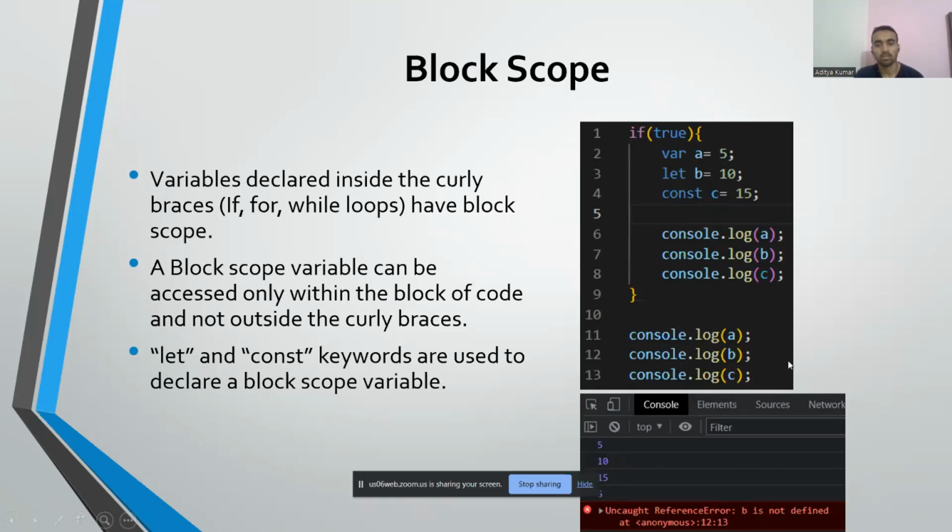printed. Then as I console log outside the braces, a gets printed, but after that we don't get an output. So basically, variables that are declared using let and const can only be accessed inside the braces and not outside the braces. So that's why we get an error that b is not defined.